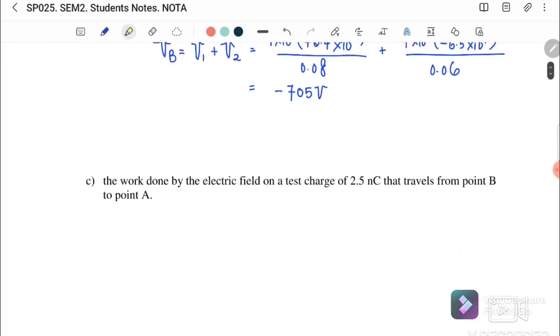Next, we want to find the work done by the electric field on the test charge of 2.5 nanocoulomb that travels from B to point A.